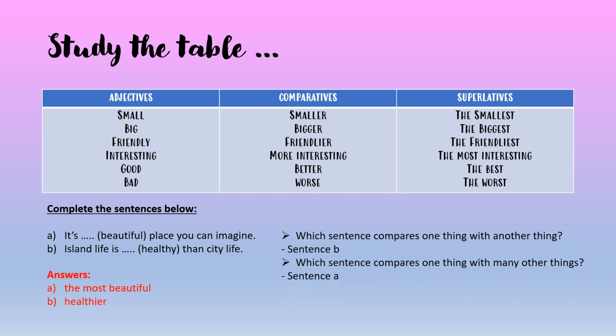Now which sentence compares one thing with another thing? The answer is sentence B. And which sentence compares one thing with many other things? The answer is sentence A.